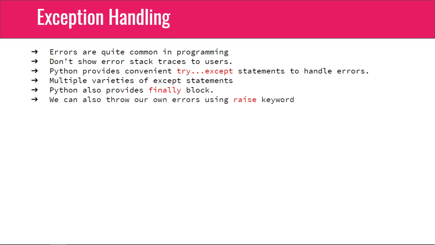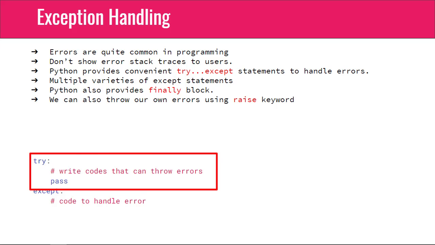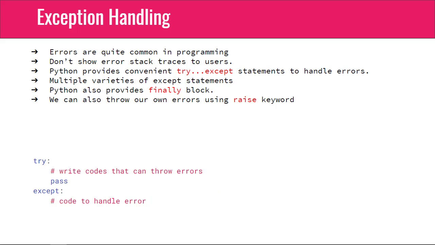We can also make use of the raise keyword to throw our own custom errors using custom error messages. Let's take a look at a snippet of code for this try and except block. Inside the try block, we can write a code that can possibly throw an error. And when Python encounters this error, it will go to this except block and execute all the statements inside this except block. Let's learn more about this in code.